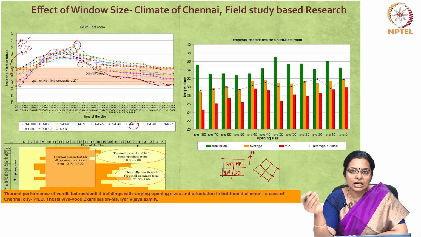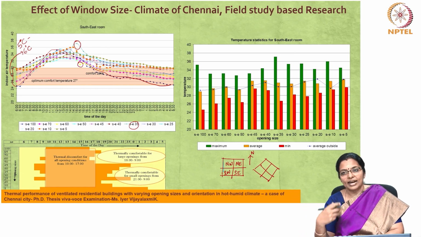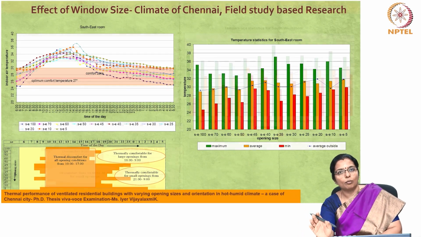The indoors are uncomfortable for all opening sizes from 10 o'clock in the evening till 5 o'clock in the southeast rooms. That is almost 34% of the day. As the opening size reduces from 50% to 5%, the comfort hours decrease and the indoors become uncomfortable. These rooms are suitable for habitation in the late evenings, either at night time or in the morning time.